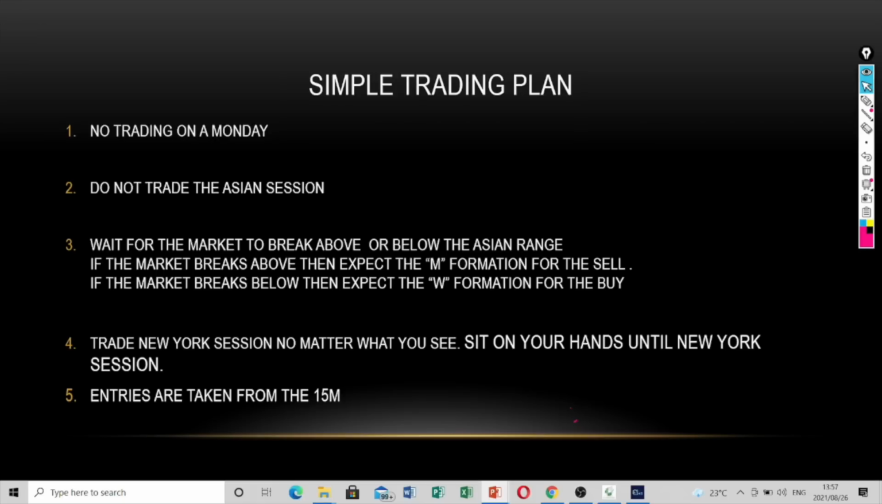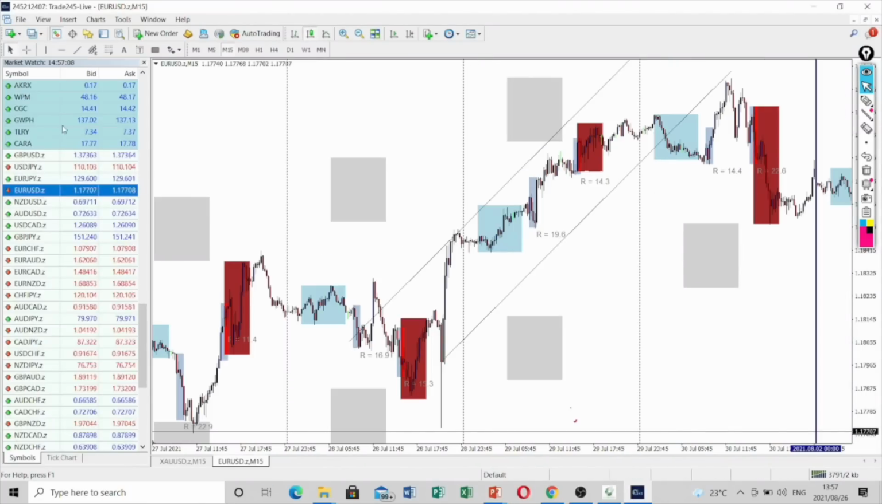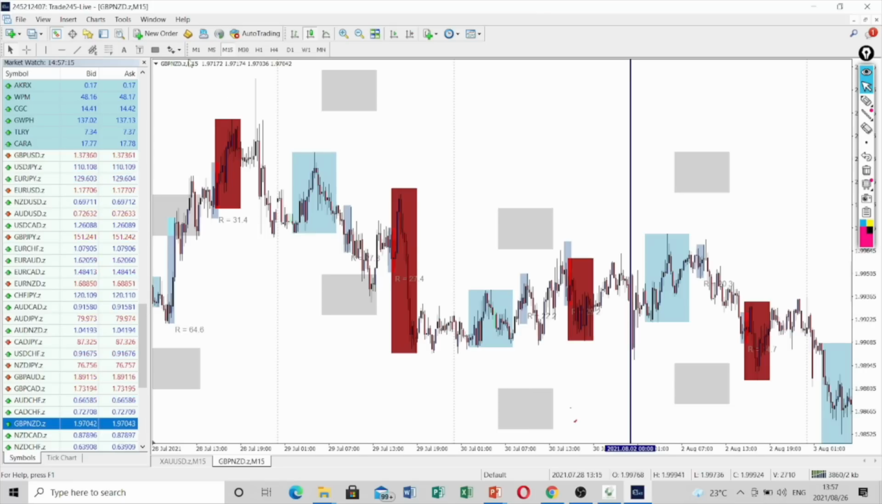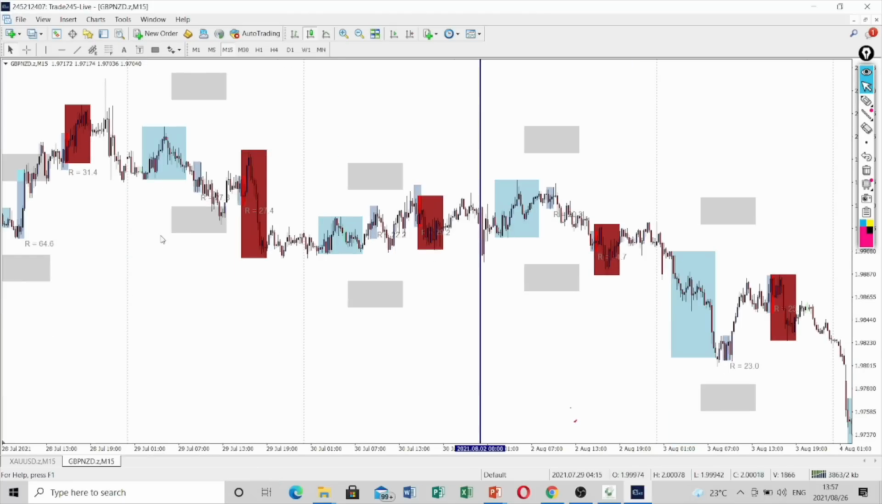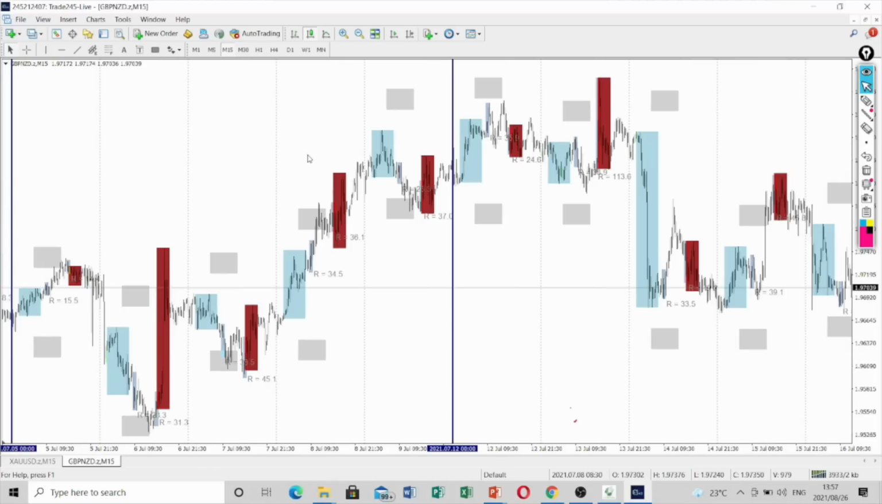Now, let's do a bit of backtesting so you guys can see exactly what I'm talking about. Let's pick a different pair. Let's take GBP NZD. All right, so I'm gonna zoom out so we can see exactly, and also you can turn this into a lesson on how to backtest as well.